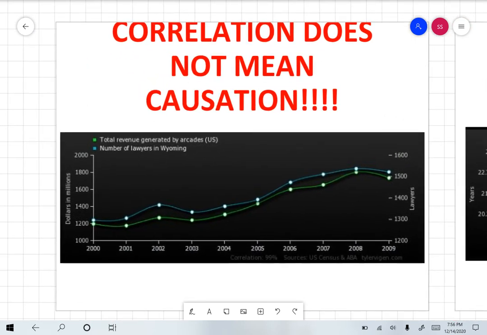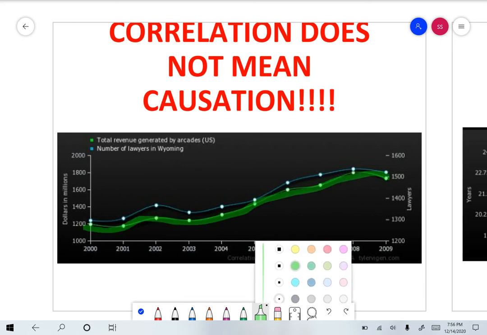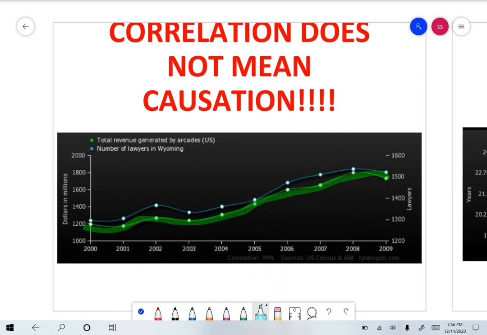There are so many really good ones, you guys. I just have to show you all of them because they're fantastic. And if you want, you can probably just exit out of this, but it's funny. Let's keep going. This graph, we're looking at the total revenue generated by arcades and how it's related to the number of lawyers in Wyoming. But does that mean that the more lawyers there are, the more money our kids get? No, that doesn't make any sense whatsoever. One would not cause the other.